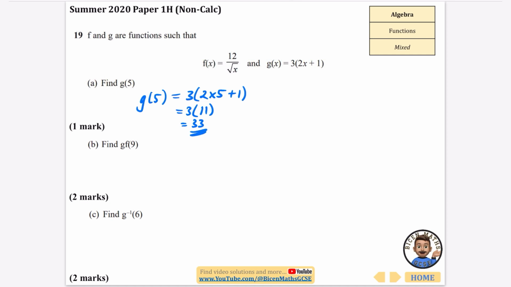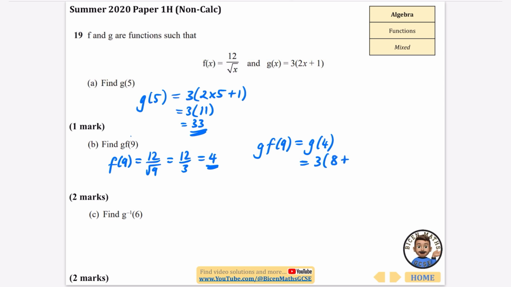I also think everyone could do this one. So we're going to first of all work out what f of 9 is. That is 12 divided by the square root of 9, and 12 divided by the square root of 9 is 12 divided by 3, which is 4. So g of f of 9 is actually just saying put 4 inside g. When you put 4 inside g, that is going to be 3 brackets, 2 times 4 plus 1, which is 3 brackets 8 plus 1, 3 times 9, which is 27.